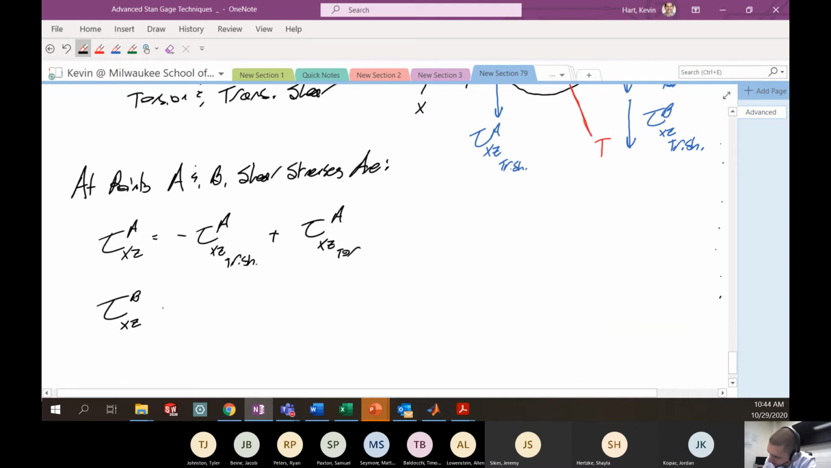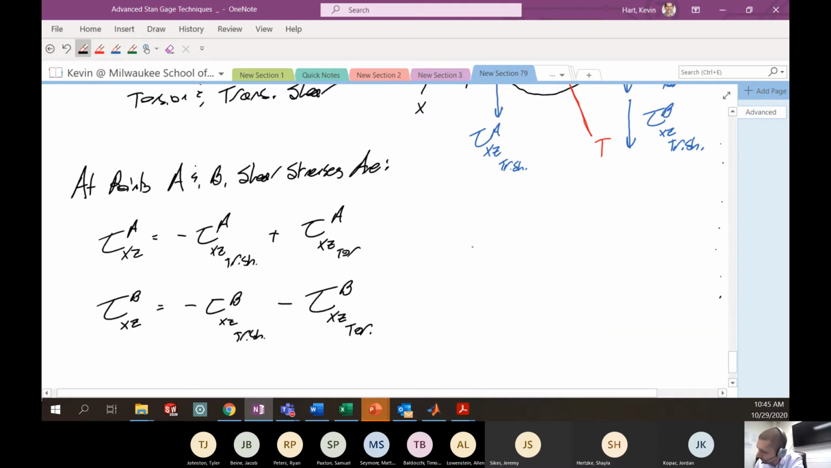Similar looking equation for the shear stress at point B. I'll have a negative contribution on the X face in the Z direction from transverse shear at B, minus the contribution from the torsion at B. Okay. So this difference in the direction of the torsion is something that we're going to leverage on opposite sides of the bar.